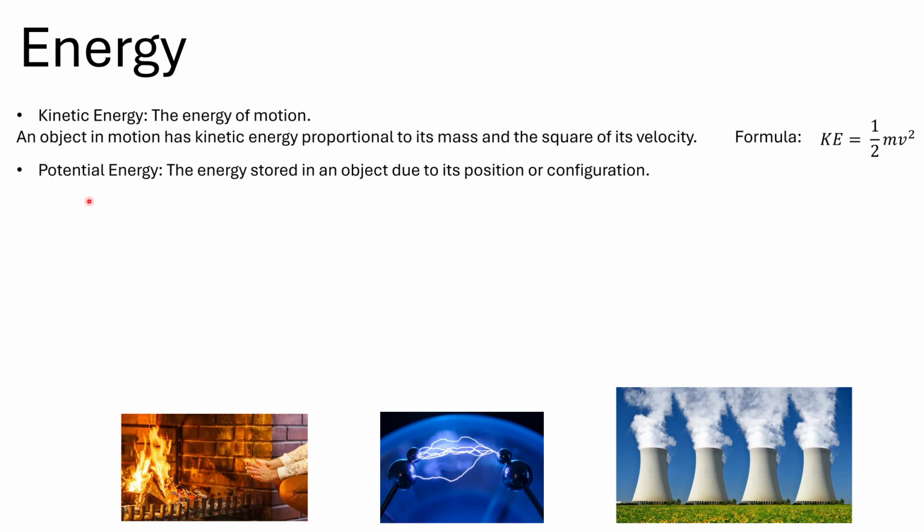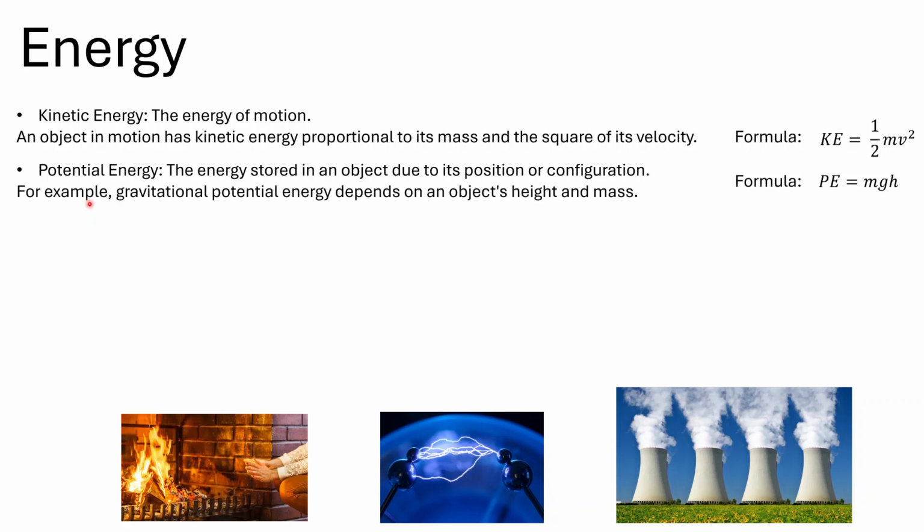Potential energy is the energy stored in an object due to its position or configuration. The formula for potential energy is PE equals mgh. For example, gravitational potential energy depends on an object's height and mass.